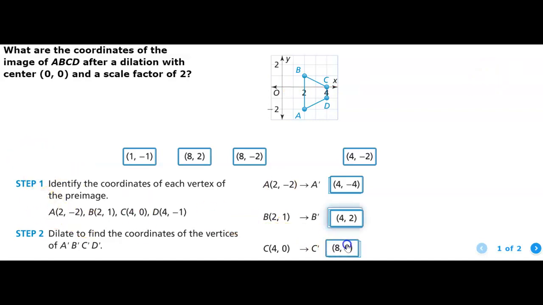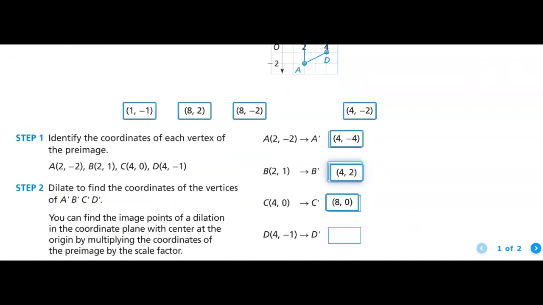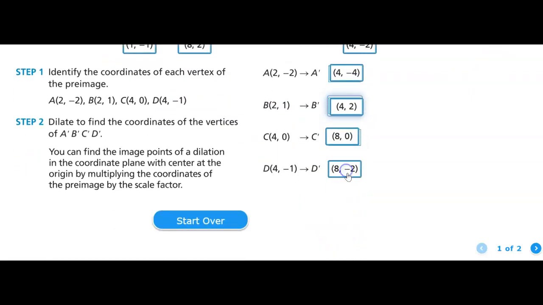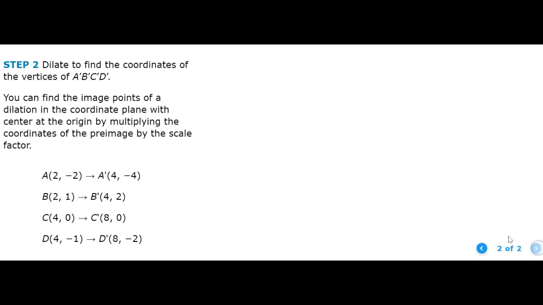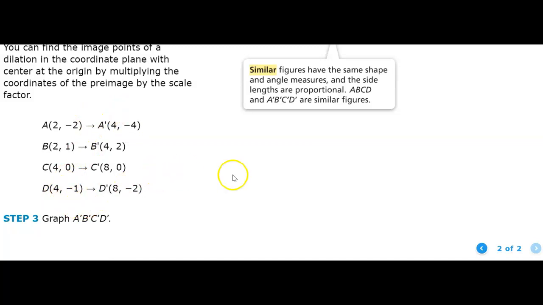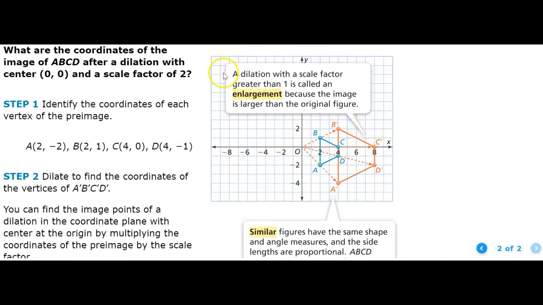So this would be 8 and 0. All right, and then the last one, D. Go through D. That's going to be times 2. It's going to be 8, and definitely going to be negative 2. So then this would be 8 plus 8 and negative 2. All right, there it goes there. And then step 3 would be to graph it. They've done that here for us.